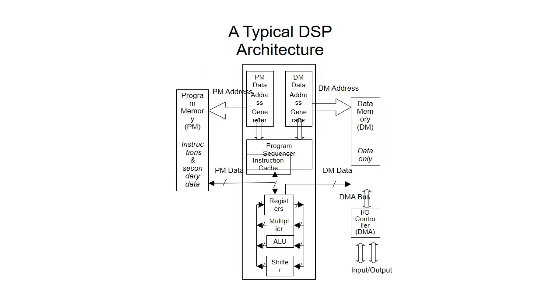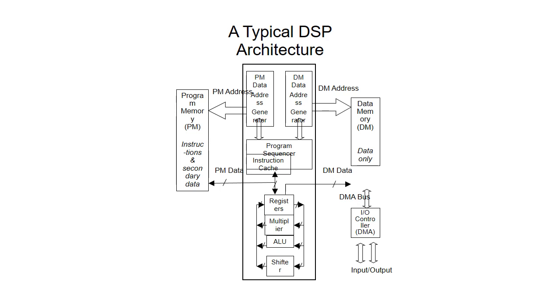Next, the typical DSP architecture. So the typical DSP architecture is shown here. That is the program memory is given here, and the instructions and the secondary data are given here. So first, the data address generator is given, and the data address generator for DM and PM. So both are given here.